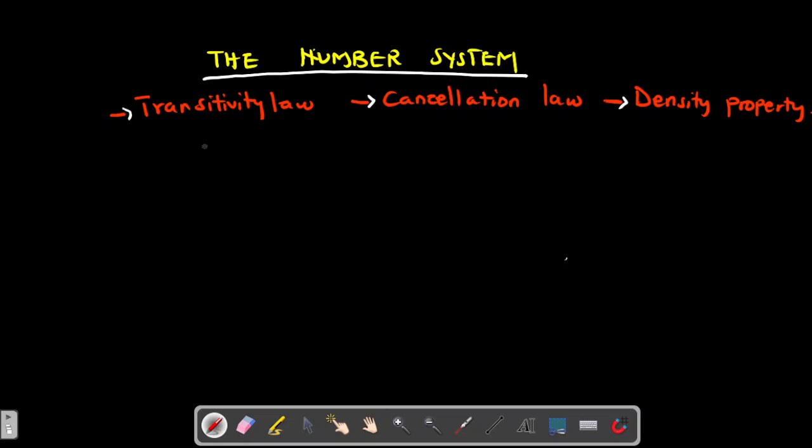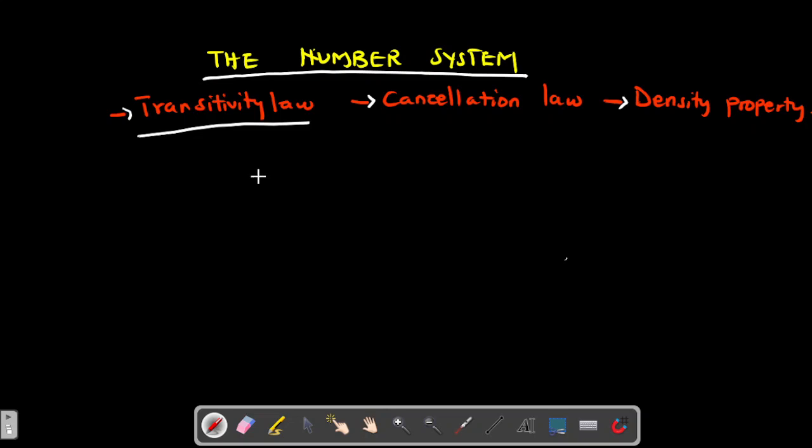These are the laws we're going to look at: transitivity law, cancellation law, then the density properties in number systems. Let's start with transitivity law. What is transitivity law and why are we saying it's a law?